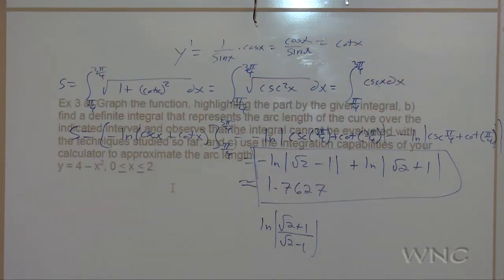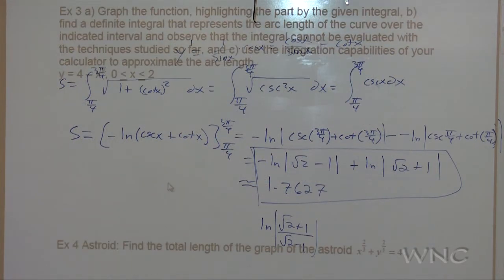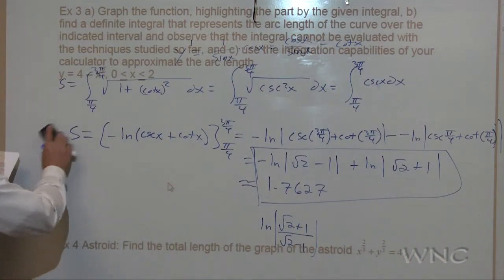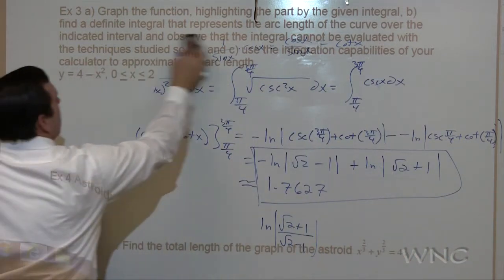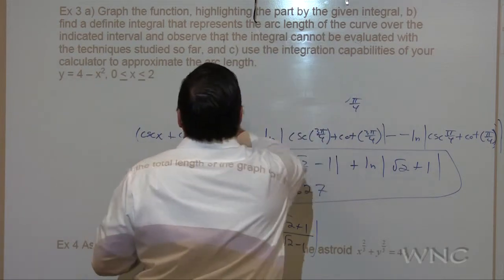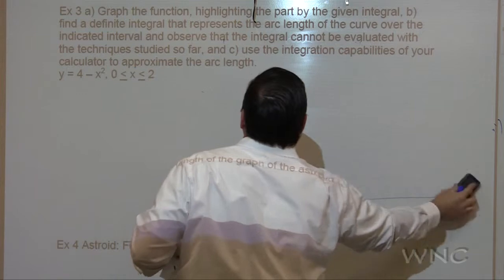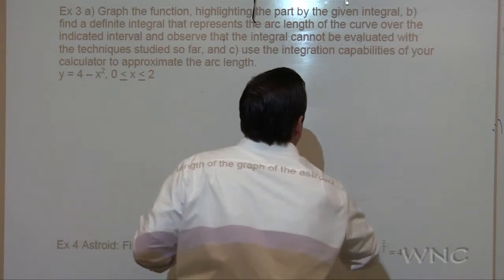Go on to example 3 here. So here we're going to graph the function, highlighting the part given by the integral. Find a definite integral that represents the arc length of the curve over the indicated interval, observe that the integral cannot be evaluated with the techniques studied so far, and then use our calculators to do it.